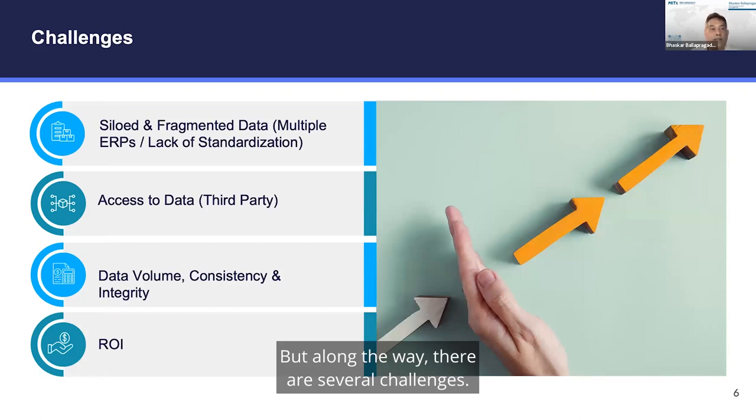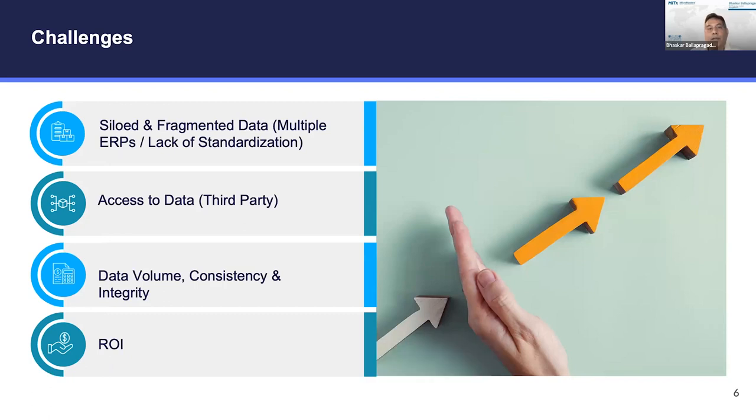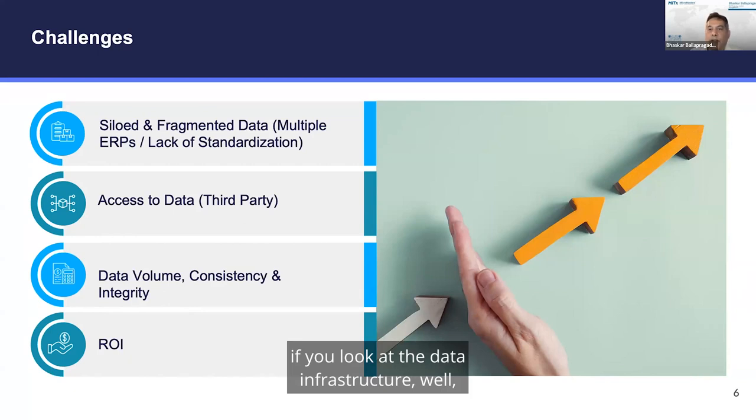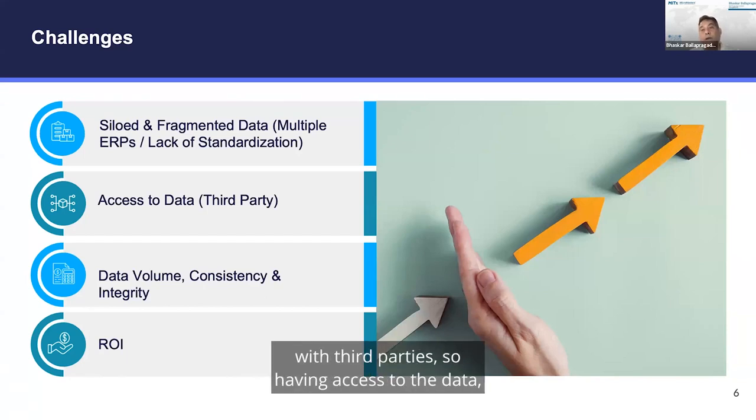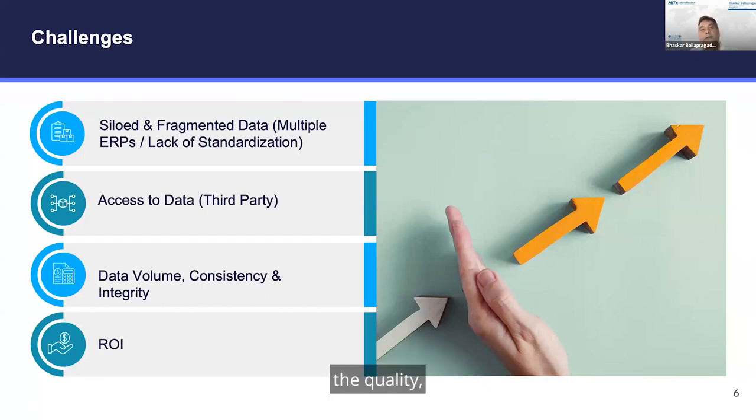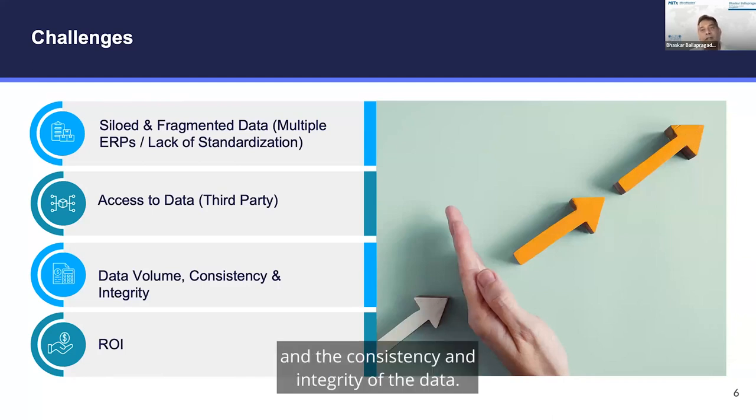But along the way, there are several challenges, right? And the challenges primarily relate to availability and access to data. Now, in most organizations, if you look at their data infrastructure, they'll have an ERP to manage their system. The challenge is not having an ERP. What they do is they have multiple ERPs, for a variety of reasons, because of mergers and acquisitions, or they have different siloed businesses, which makes it difficult. The same thing is that they're constantly working with third parties, so having access to the data. The quality and the consistency and integrity of the data.